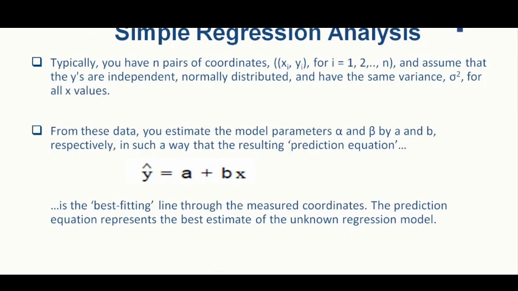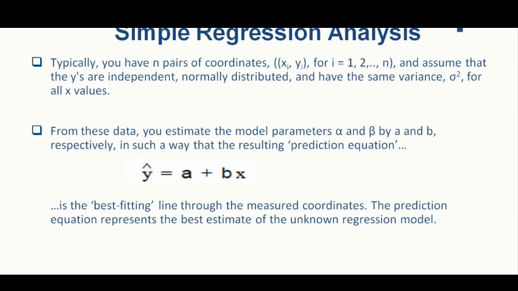And then you form an equation as y hat is equal to a plus bx. This is nothing but the equation of the best fitting line, and it is also known as the equation of the line of regression of y on x. All these words are very important. If you say that this is an equation of x on y, then that is wrong. This is the regression of y on x. Of is associated with the dependent variable and on is with the independent variable. So the prediction equation represents the best estimate of the unknown regression model.